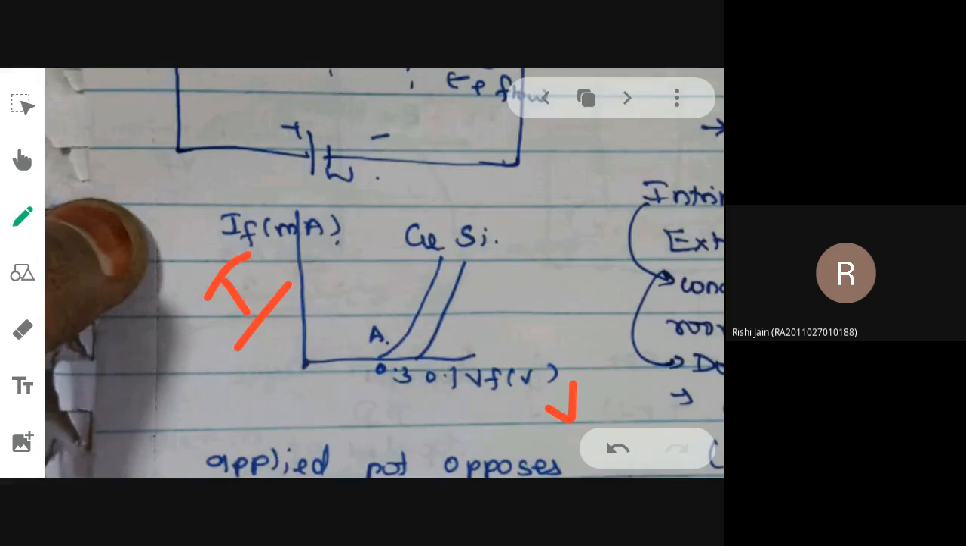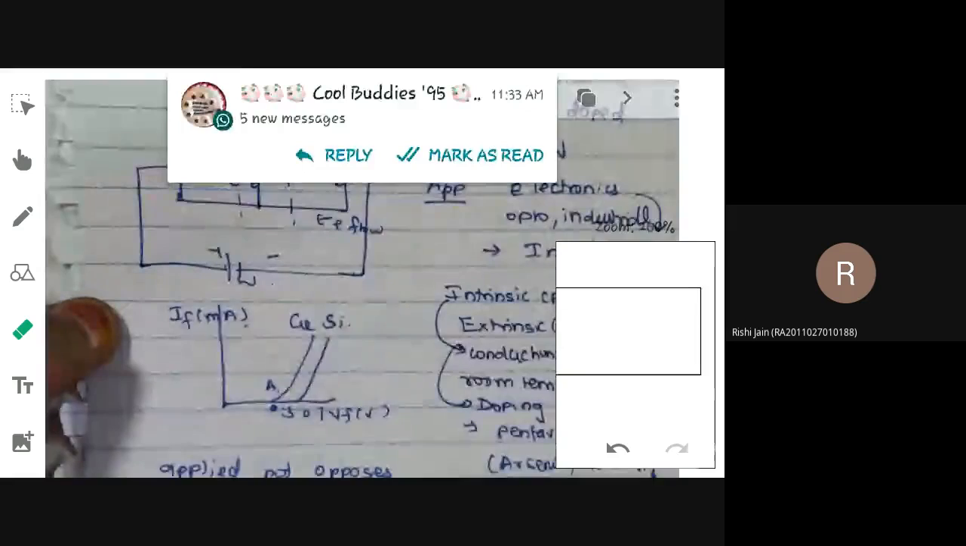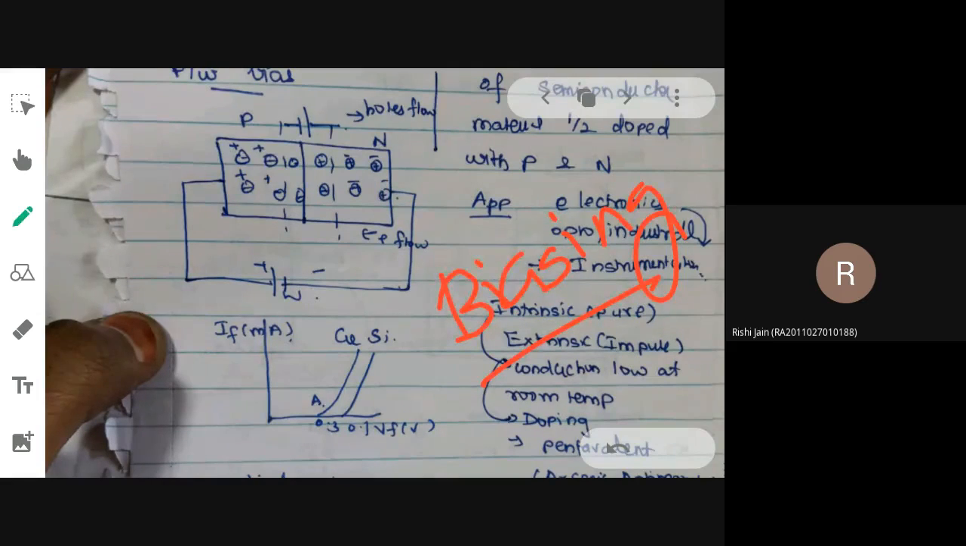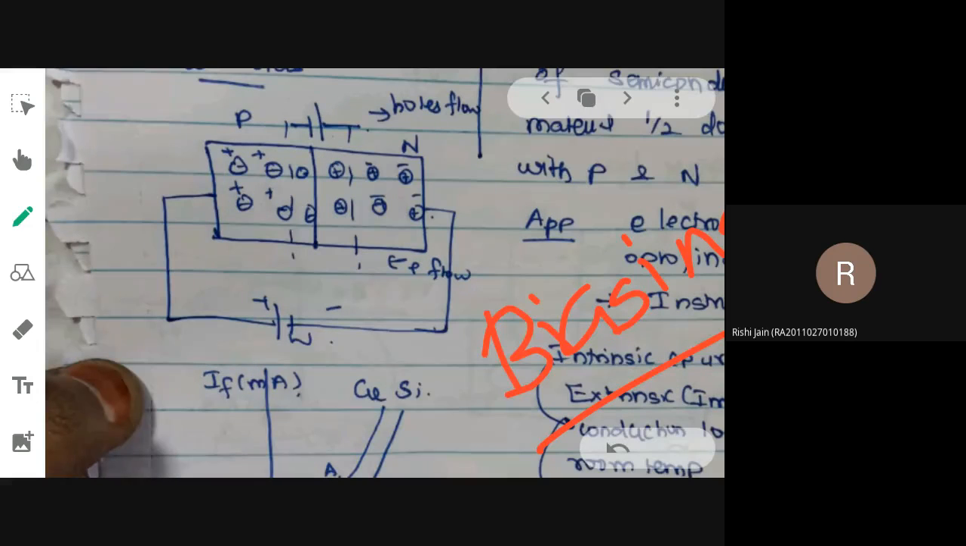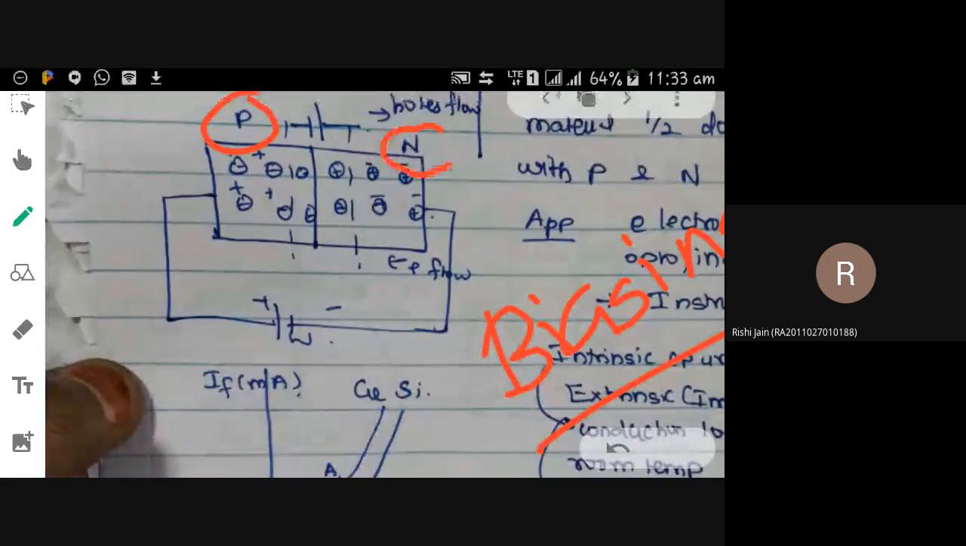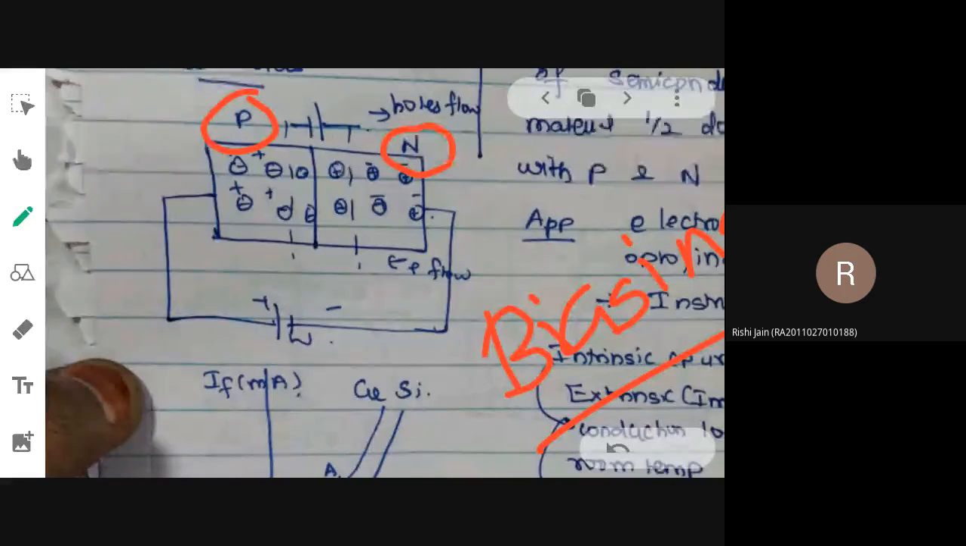So I told you biasing. What is biasing? What do you mean by biasing? Generally, what is meant by biasing? Forward or reverse. You can see here, this is your semiconductor diode which is half doped with P and half doped with N. This is how constructionally a PN junction diode will look.